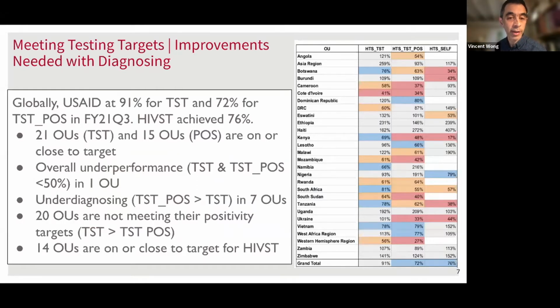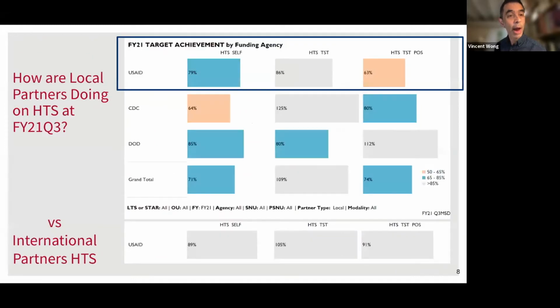Okay, next slide. How are local partners doing? So this gives us a bit of a comparison. Top bar is local partners, very bottom is international partners who are doing a bit better, but the local partners here at 79% delivery of HIV self-testing. You're under testing a little bit on the positive side relative to your testing side. That means your yield assumptions weren't quite panning out as expected, but all in all, good numbers. Next slide, please.